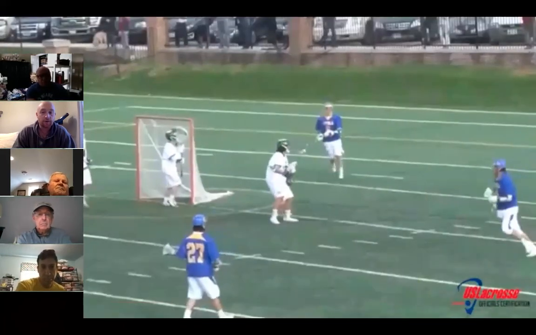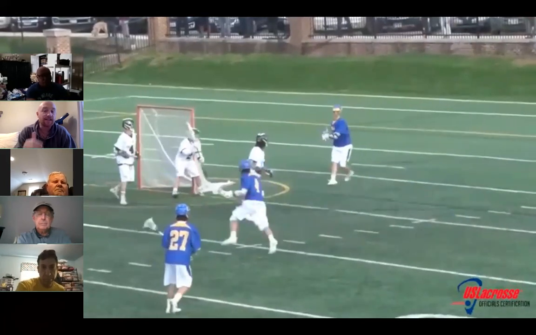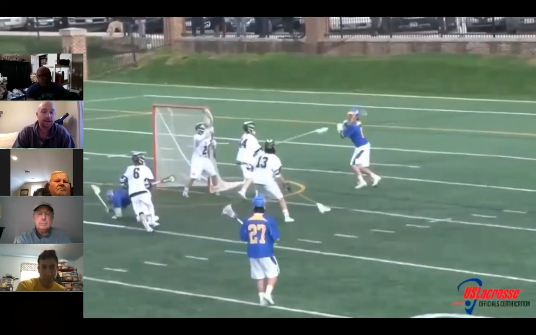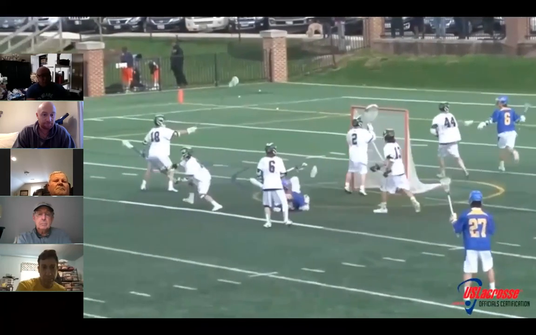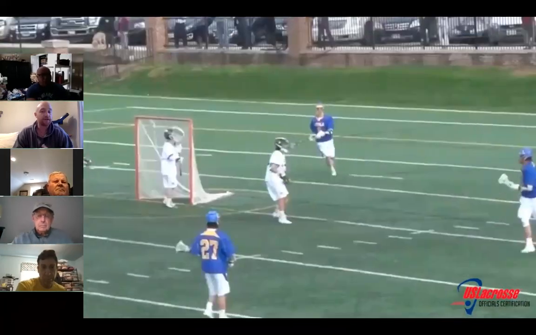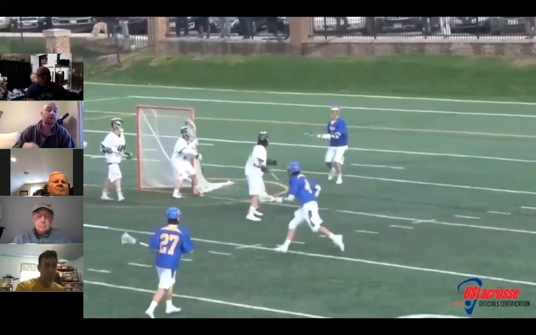6 is behind the goal. Number 4 is cutting into the crease. Definitely more than 5 yards away, interference. Very simple interference call. Ball is possessed, so it is a flag down.